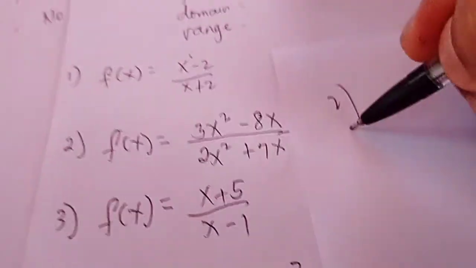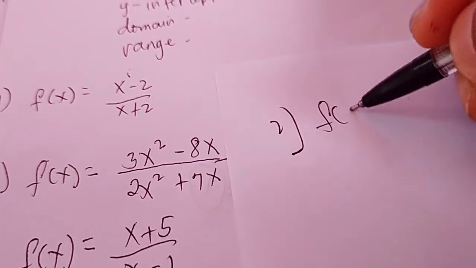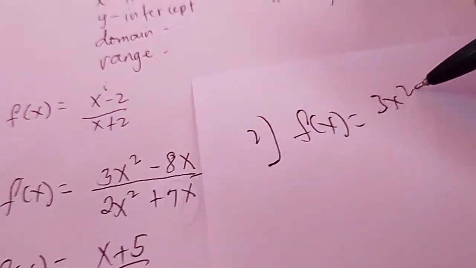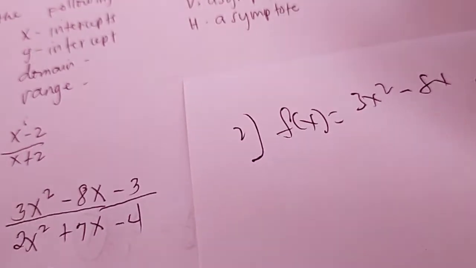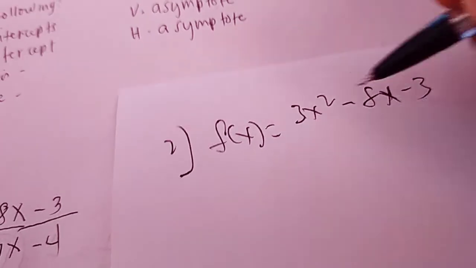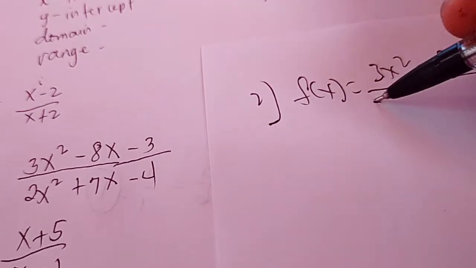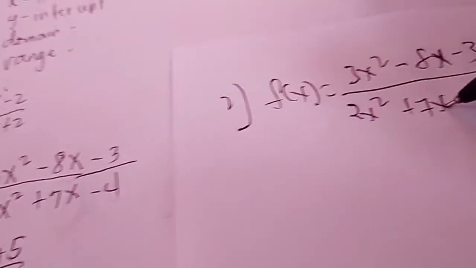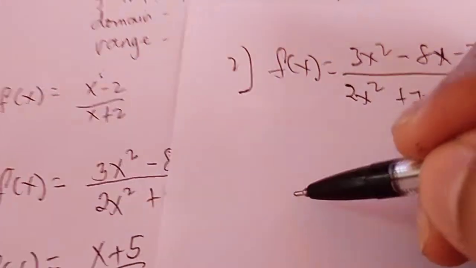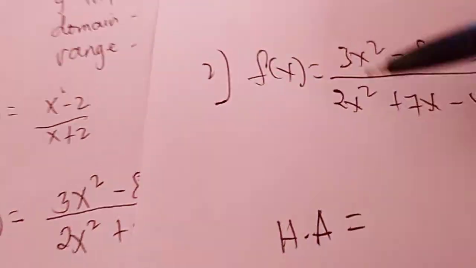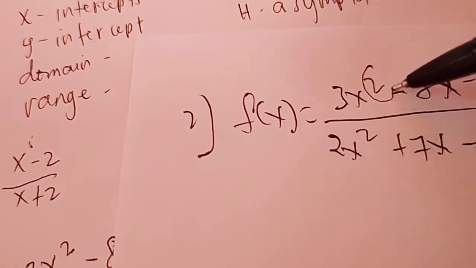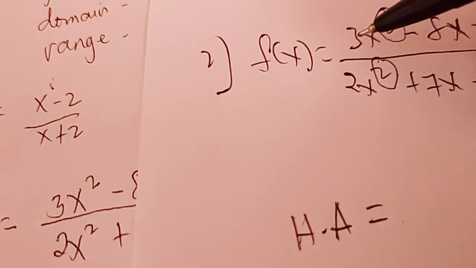Okay? Let us have now number 2. Hanapin muna natin yung vertical asymptote ng number 2. Let us rewrite f of x equals 3x squared minus 8x minus 3 over 2x squared plus 7x minus 4. So, kunin muna natin si horizontal asymptote. Horizontal asymptote is equal to, eto yun, no? N is equal to m. Ibig sabihin, magiging 3 over 2.